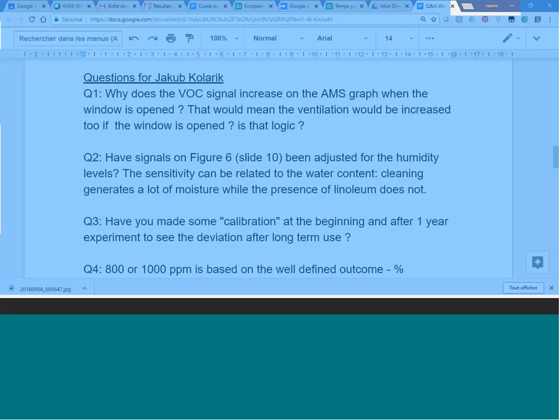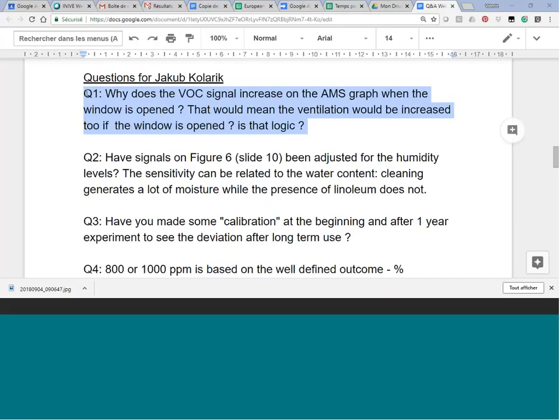Okay. So the first question was, why does the VOC signal increase on the MS graph when the window is open? That will mean the ventilation will be increased too if the window is open. Is that logic? No, it's not logical at all, and that's because I didn't want to modify the picture, because this was a picture from some marketing materials.